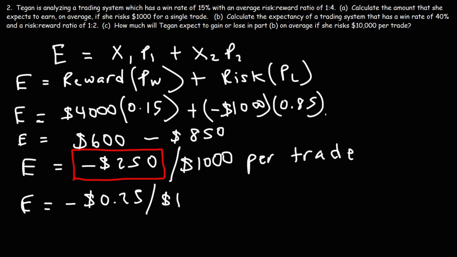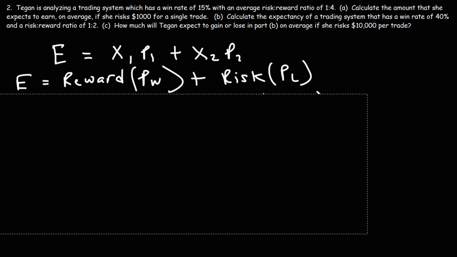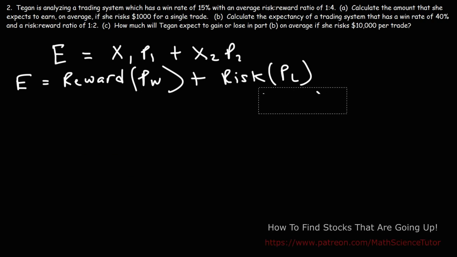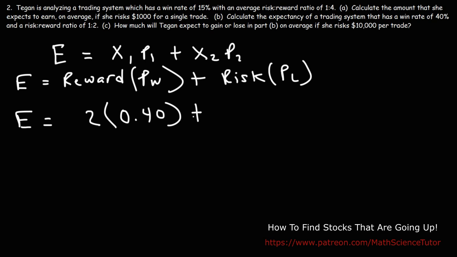Now let's move on to part B. Calculate the expectancy of the trading system that has a win rate of 40% and a risk-reward ratio of 1 to 2. In this example, we don't know the amount that she's risking. So her reward is 2. The probability of winning is 40%, or 0.40. The amount that she's risking is 1, so we'll put negative 1. And the probability of losing is going to be 60%, or 0.60, since 100% minus 40% is 60%.